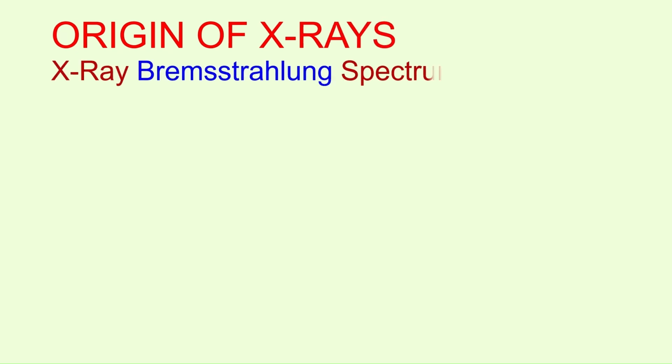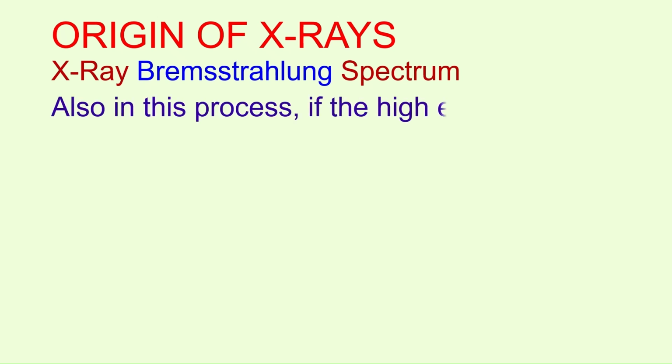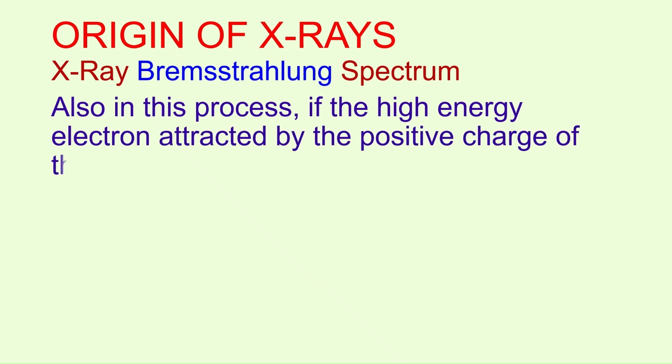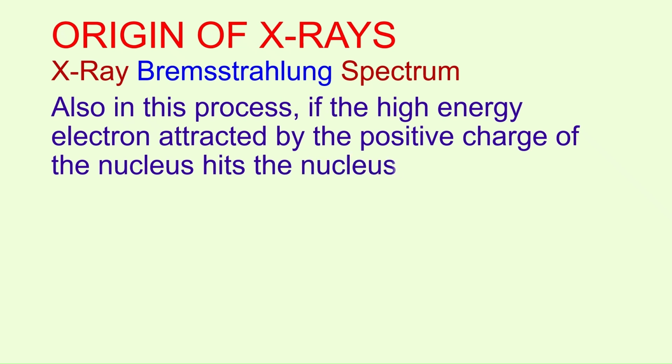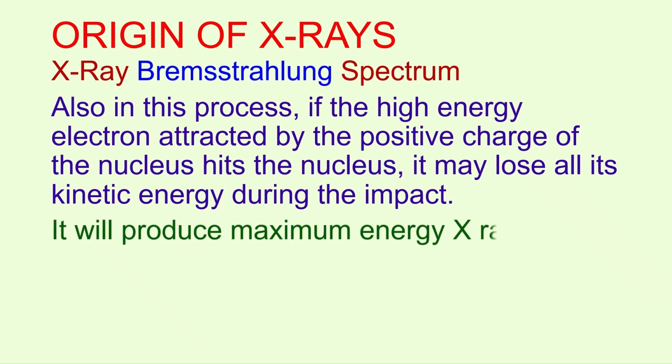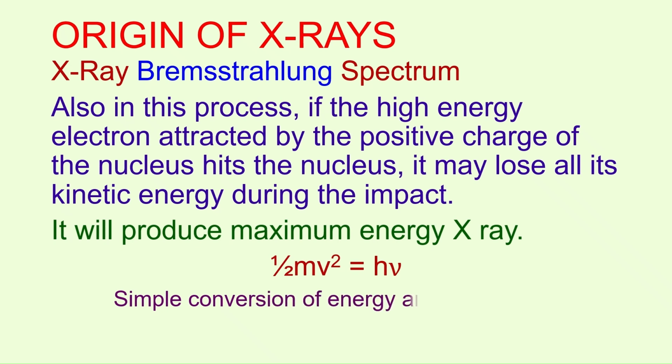Origin of X-rays. Bremsstrahlung spectrum. Also in this process, if the high-energy electron attracted by the positive charge of the nucleus hits the nucleus, it may lose all its kinetic energy during the impact. It will produce maximum energy X-ray. Half m v squared equals h nu.